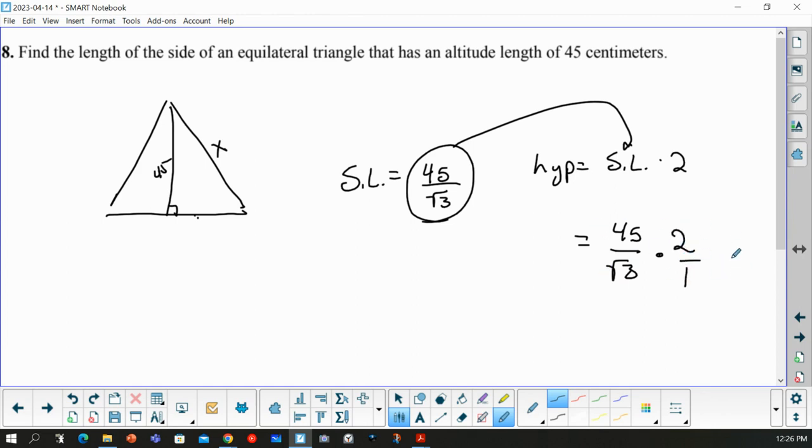We multiply straight across. 45 times 2 is 90. Square root of 3 times 1 is square root of 3. Again, not simplified, but for now, I'm going to let you leave it like this. And that is all of the 8-3 study guide. Hopefully this was helpful, and you'll remember how to do this when we get to a test.